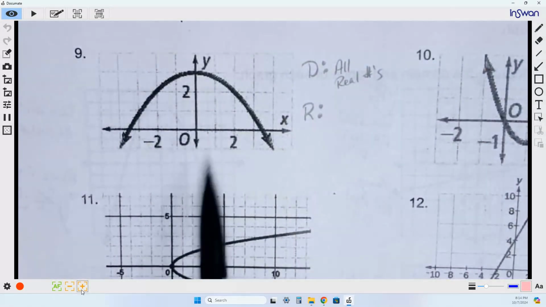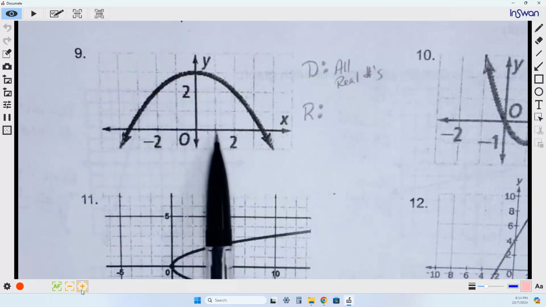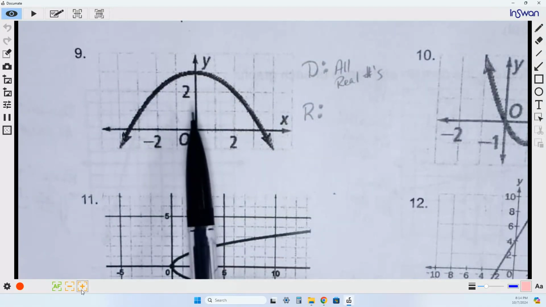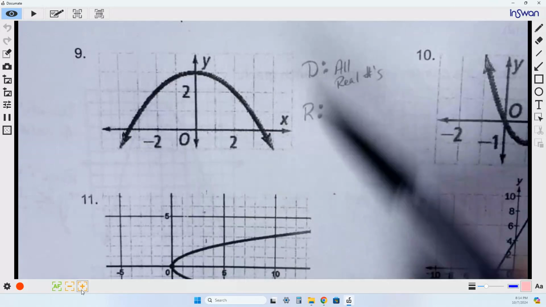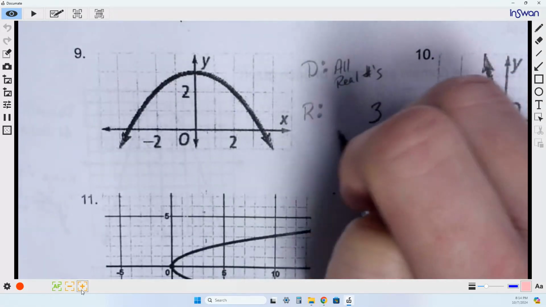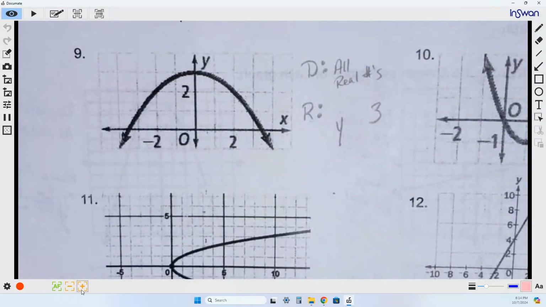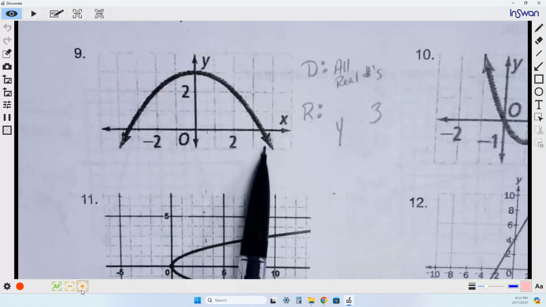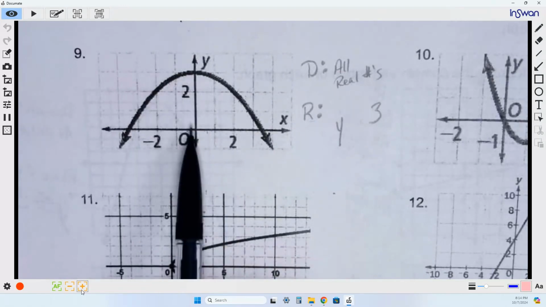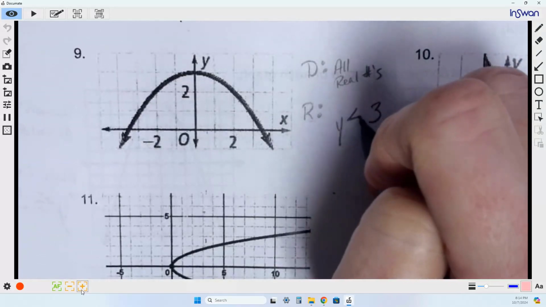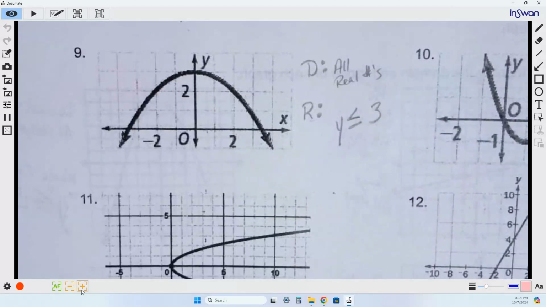Okay? My range, though, it looks like I have a turnaround right here. And this is at 0, 0, so 1, 2, 3. It looks like it's going to happen at 3. I have my y because range is dealing with my y values. And look at my arrows. They're going down. So it's going to be everything below 3. So y is going to be less than or equal to 3.